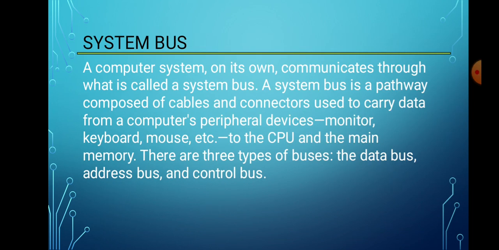A computer system on its own communicates through what is called a system bus. A system bus is a pathway composed of cables and connectors used to carry data from a computer's peripheral devices, such as the monitor, keyboard, and mouse, to the CPU and the main memory. There are three types of buses: the data bus, address bus, and control bus.